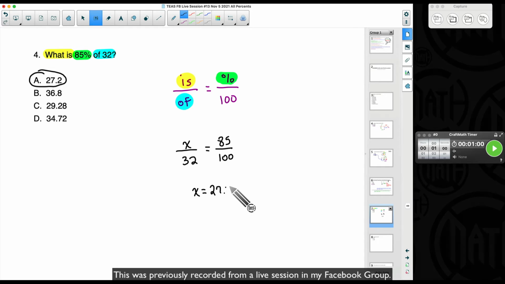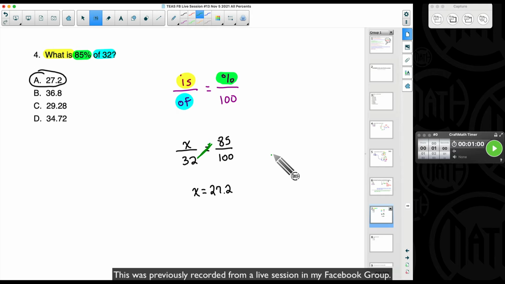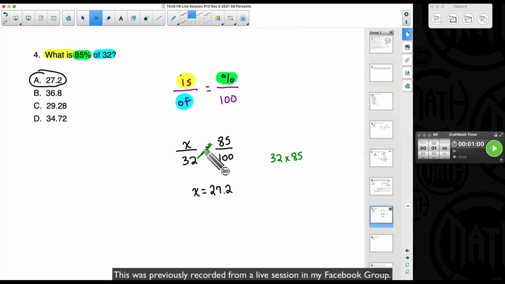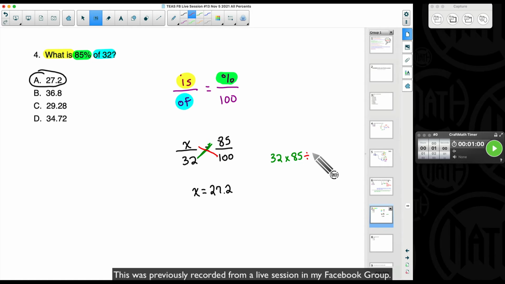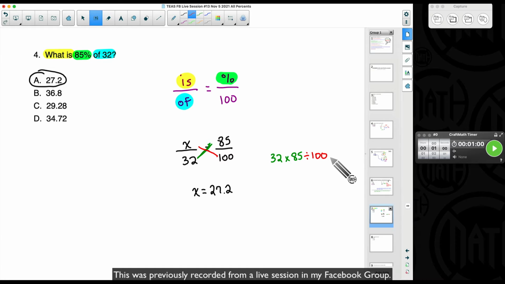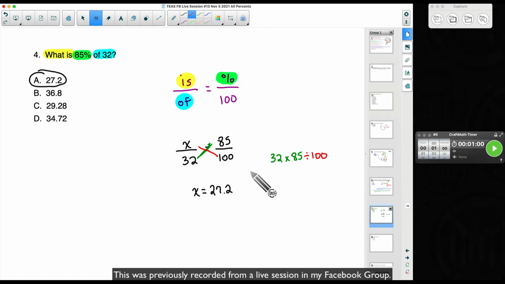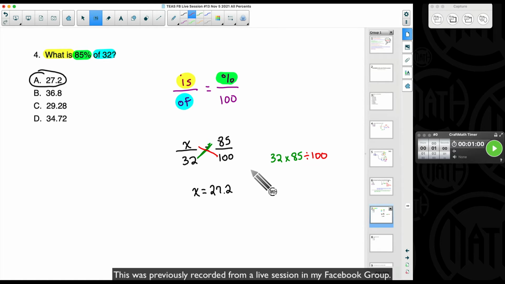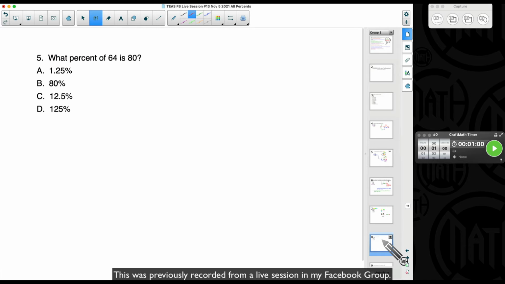And let me show you that shortcut one more time. Immediately multiply the 2 numbers that don't have an X first, 32 times 85, and then immediately divide by the number that's with the X. Divide by 100. Now, it might not always be 100, and I want y'all to pay attention to that. Don't always think that you're going to be dividing by 100 in these problems. That's not what I'm trying to tell you here. In this case, we did. 27.2 is our answer.